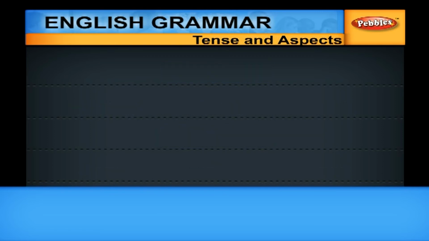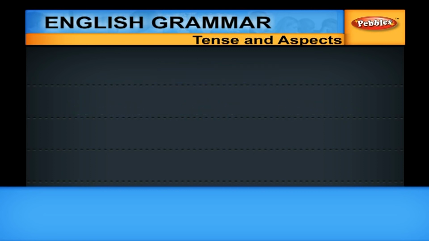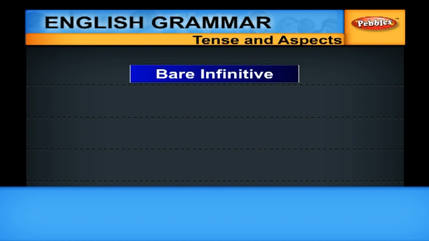In addition, you have infinitive. To come, to go, to sleep. This is known as infinitive, where to is added to the main verb. What is an infinitive verb? When a verb is preceded by to, we call it an infinitive verb. There can be an infinitive without to also. This is the bare form of the verb. Sleep, need, etc. We call it bare infinitive.